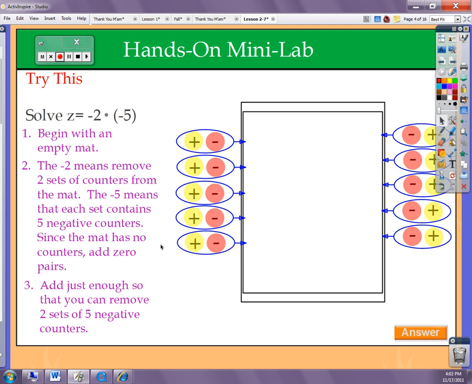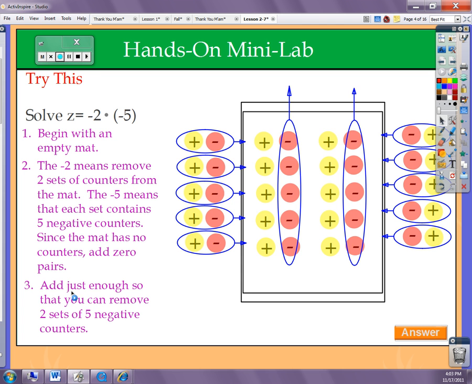What that means is now I'm adding enough 0 pairs to represent one group of 5 and another group of 5 over here. When I place them on the mat, that now gives me a visual opportunity to remove the 2 sets of negative 5 counters. So once those zeros, or additive inverses, or 0 pairs are placed on the equation mat, I can now remove 2 groups of negative 5. And that goes back to the original equation right here, where we are removing 2 sets of negative 5.